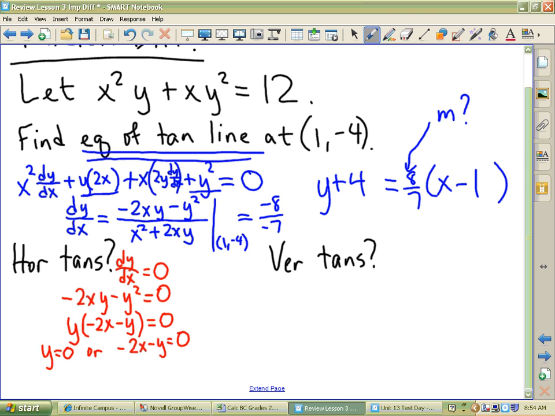So go all the way back up here. Tell me all the points on the curve where y is 0. Go ahead, try. If you substitute y equals 0 back into there, what happens? Nothing. So this yields no solutions. Just because you got y equals 0 doesn't mean that you can get y equals 0.